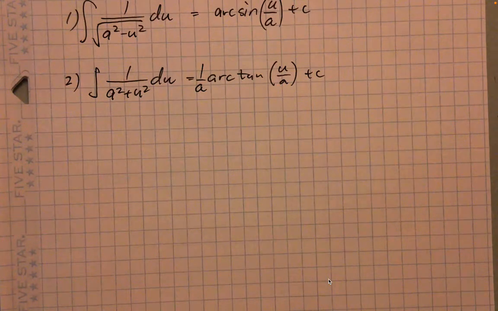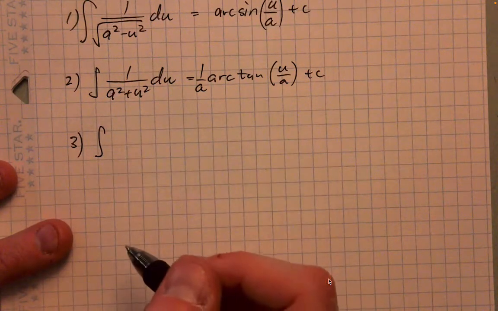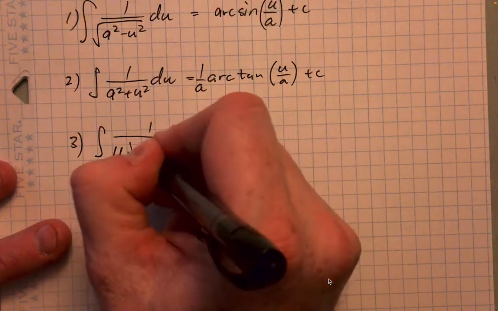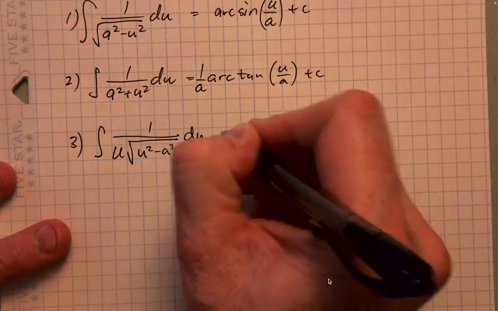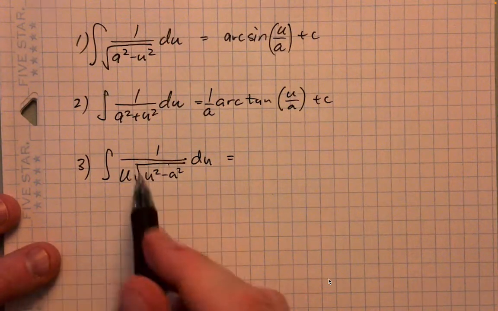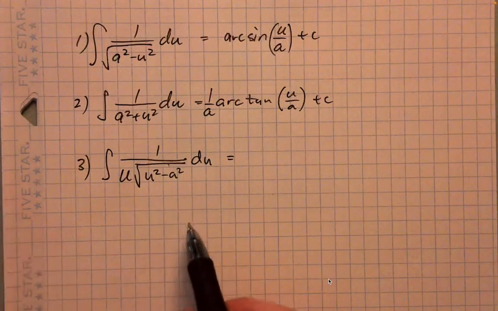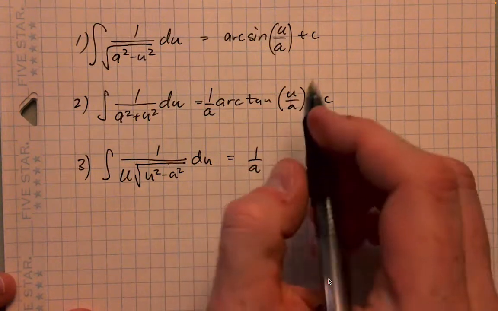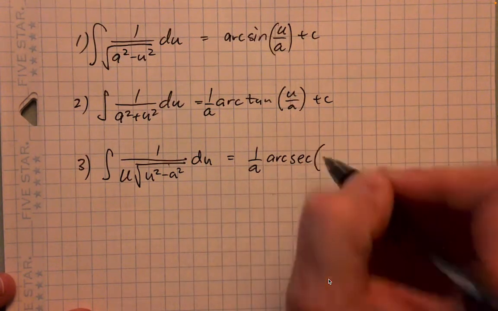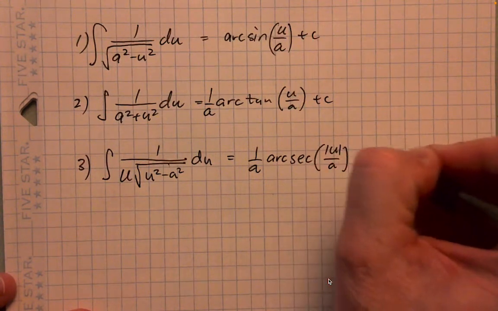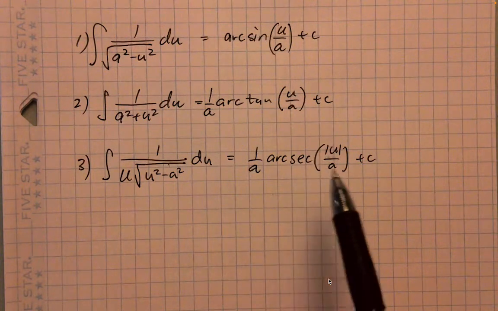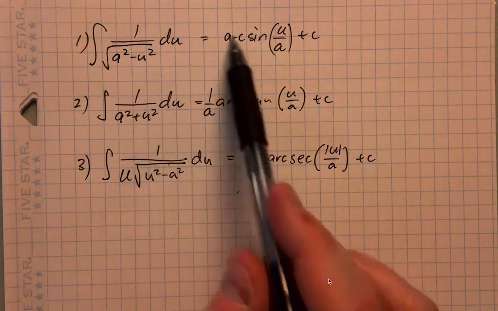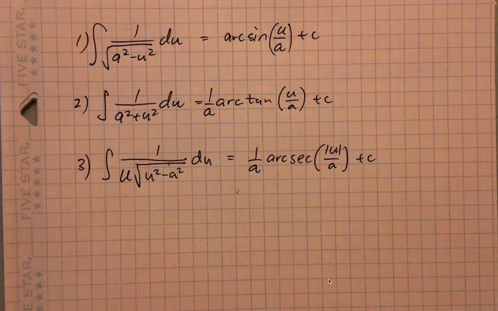And then the last one here is going to be the arc secant. So 1 divided by u times the square root of u squared minus a squared. When you have an integrand like that, it fits that form, u is a differentiable function and a is a positive real number, then the antiderivative here would be 1 over a times the arc secant of the absolute value of u over a. And so the arc cosecant would be this same form, but negative. The arc cotangent would be the same form except negative, and the arc cosine would be the same form except negative.